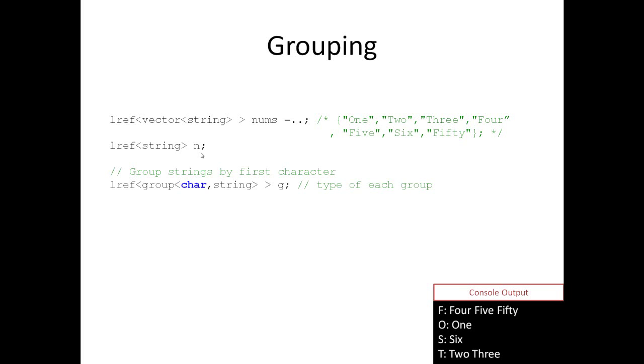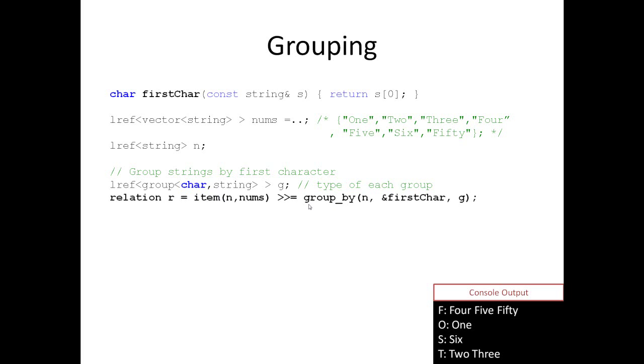In order to express this grouping, we need two things. First, we need to describe the nature of the group. Here we are saying that the group has key type character and values are of type string. Then we also need to describe the selector function, which given the string, returns the first character in the string. Now we are ready to express the relational expression. So here we are saying that N is grouped by the first character into G. So G is our grouping logic reference.